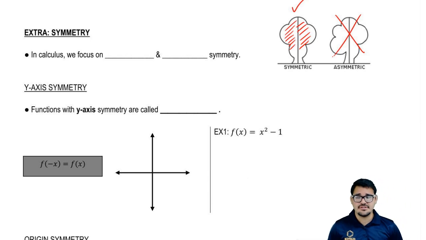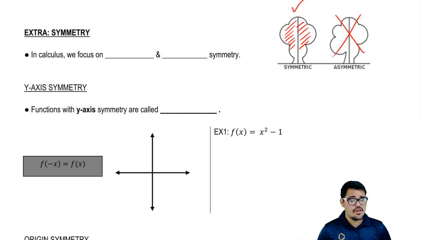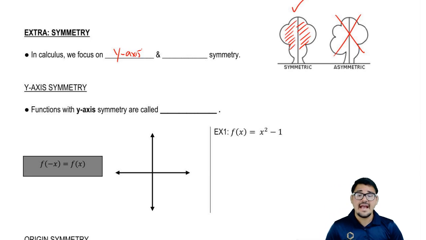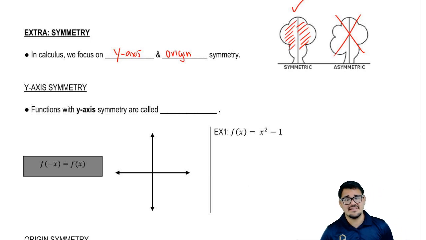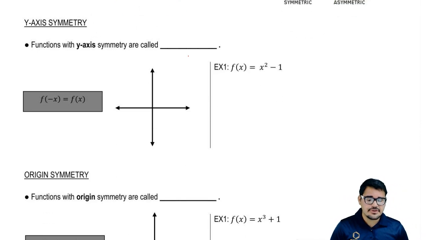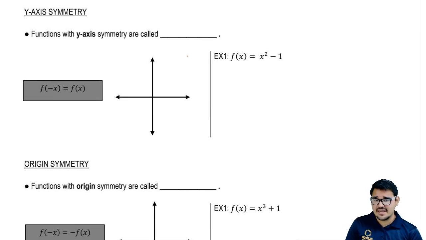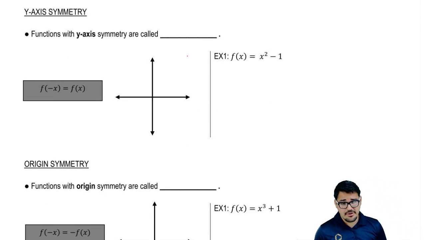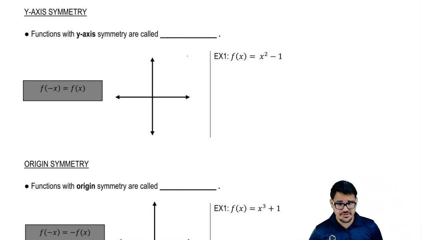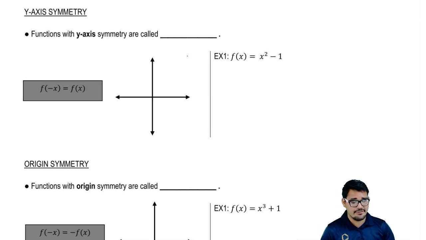However, in calculus, there's two types of symmetry that I like to focus on. The first one is the one we have been talking about, which is y-axis symmetry. And the second one is going to be called origin symmetry. Origin symmetry is something that we have not seen as much, but let's check it out. So first we're going to discuss y-axis symmetry, which is the one that you guys have seen previously, hopefully, or you may have not. However, in calculus, we call these functions with y-axis symmetry even functions.